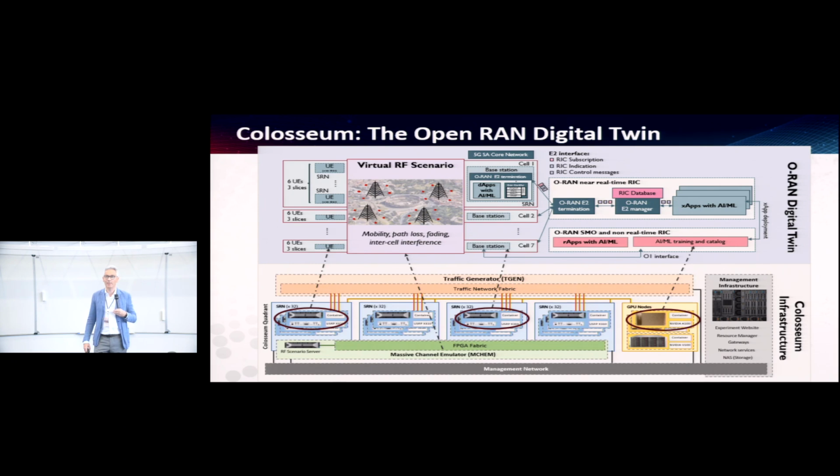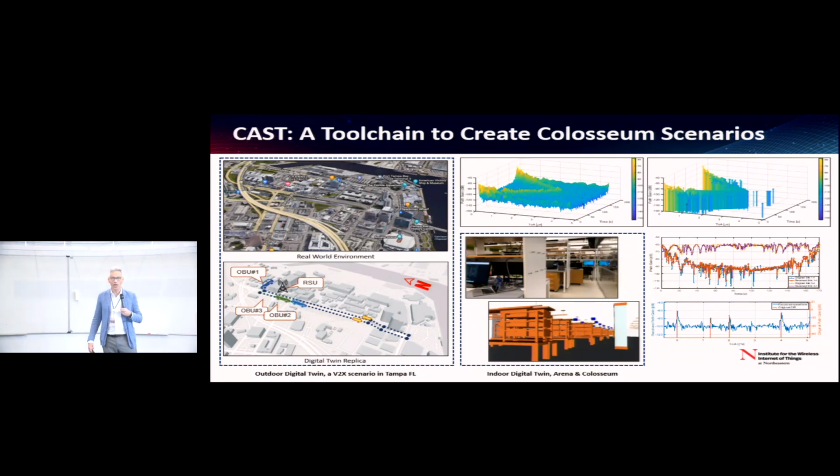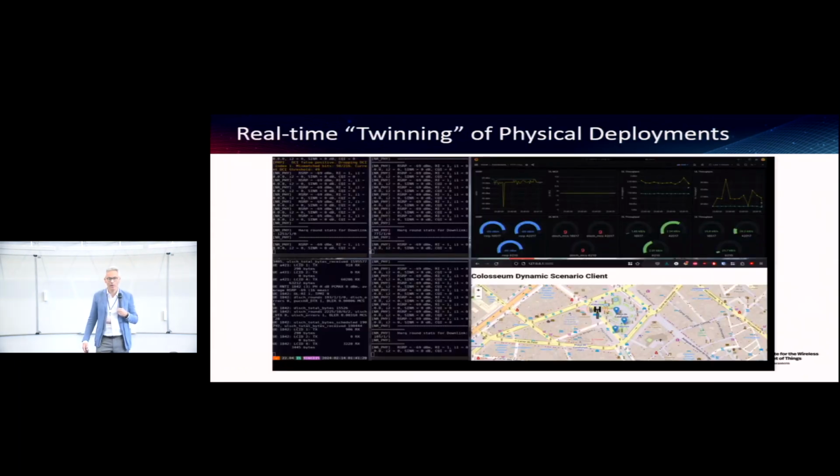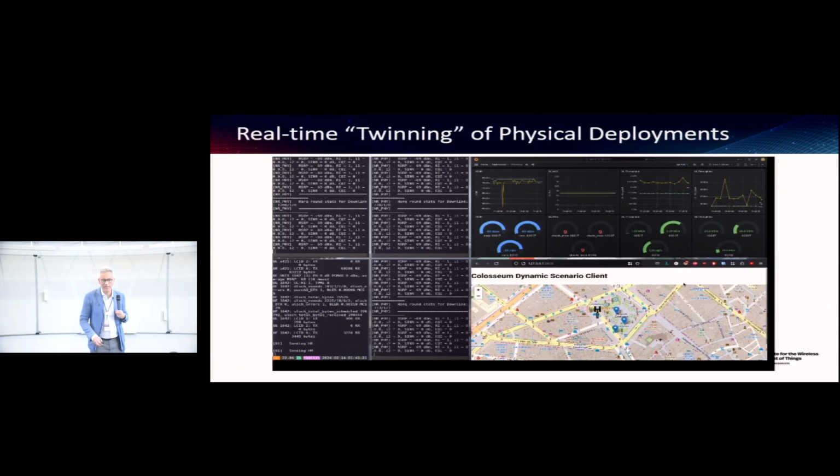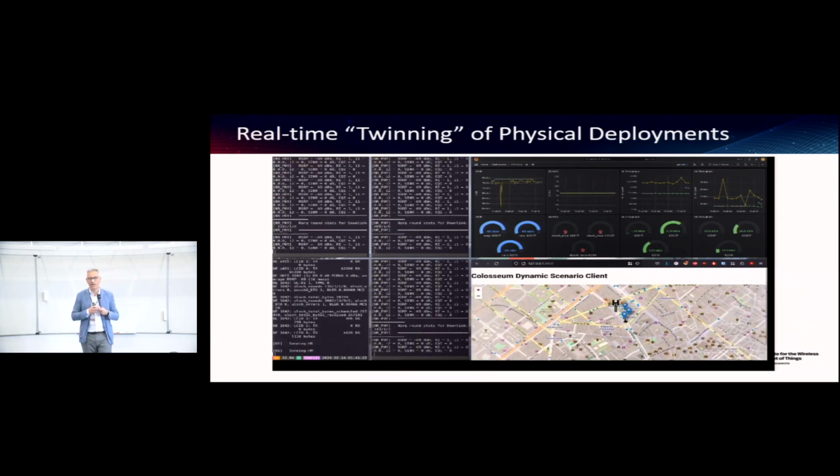software stack that implements the near real-time RIC, non-real-time RIC, and we use a number of pretty powerful GPU nodes to train the models and to do inference in real time in the experiments. We have a tool chain that helps us basically create Colosseum models that reflect different real-world environments, both outdoor and indoor environments.